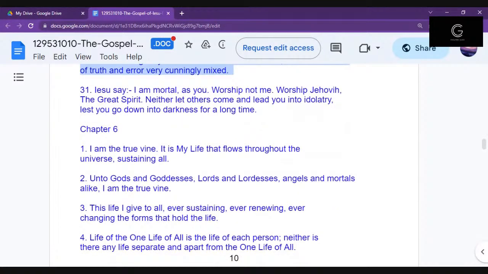Iesu say, I am immortal as you. Worship not me. Worship Yahweh, the great Spirit. Neither let others come and lead you into idolatry, lest you go down into darkness for a long time.